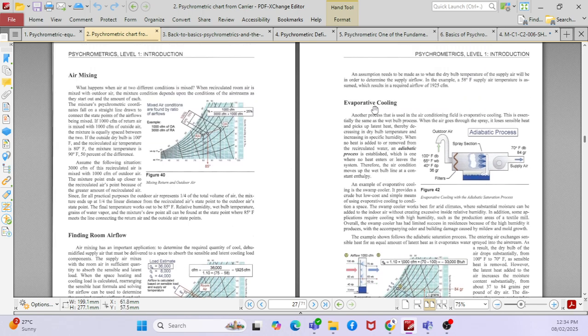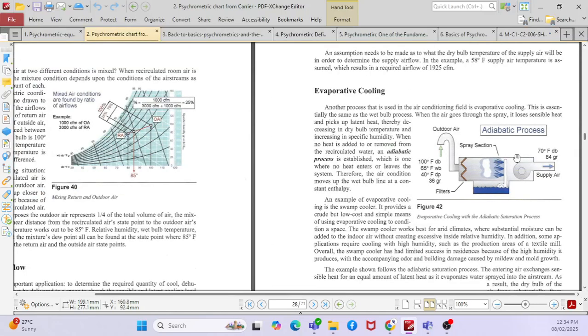Okay, then you have evaporative cooling. So evaporative cooling is nothing but an adiabatic process, right? You may design some of the AHU with adiabatic pads, right? So in what condition you need an adiabatic pad, you can understand from the psychometric chart.